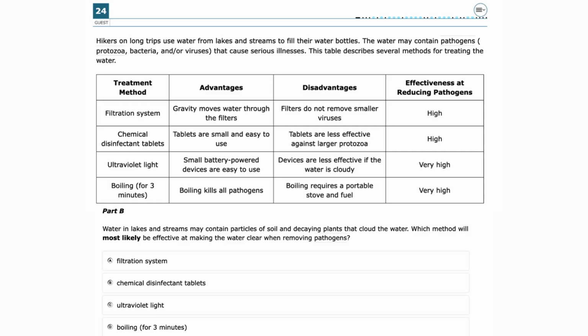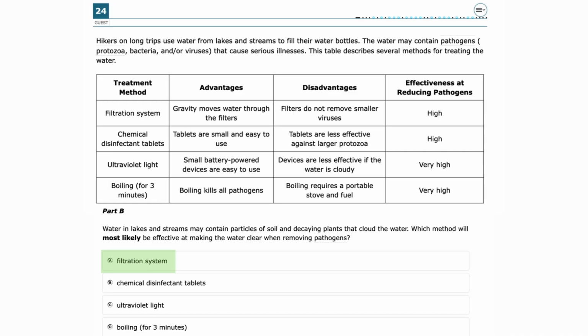Part B asks which method is most likely to make the water clear when removing pathogens, especially if the water contains particles like soil or decaying plants. Let's look at what the table tells us. Filtration system. The table says gravity moves water through the filters, which physically removes particles from the water. This is the only method that actually clears the water in addition to reducing pathogens.